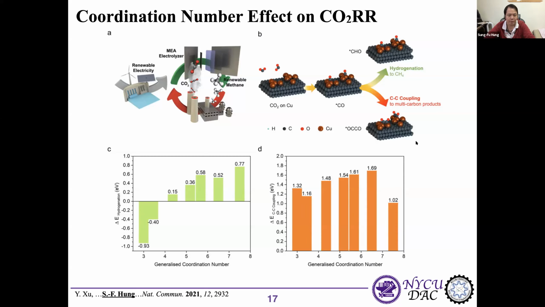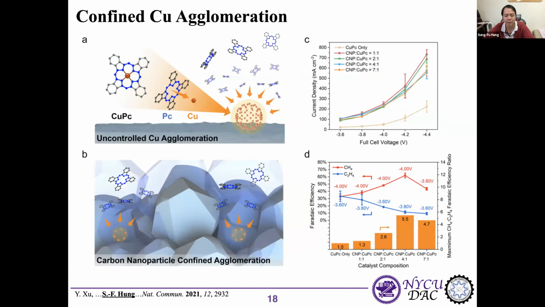Okay, so through the theoretical calculation, the copper with a lower coordination number can reduce the hydrogenation energy, but does not influence the C-C coupling energy. So the copper with the low coordination number favors the hydrogenation and produces the methane, from the theoretical calculation prediction here.